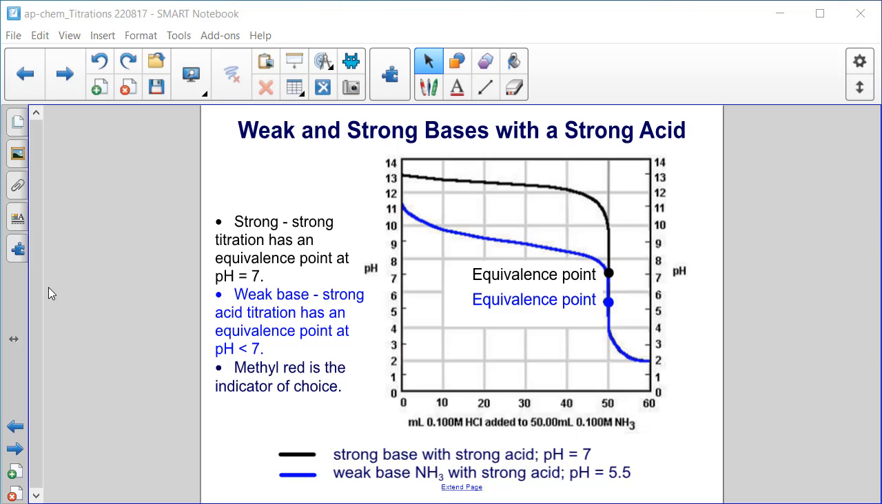Let's take a look at a couple of curves for weak and strong bases with a strong acid. So in black is the titration of a strong base with a strong acid. It has an equivalence point at a pH of 7. In blue is the weak base being titrated with a strong acid, and it has an equivalence point less than 7. In this case, methyl red is the indicator of choice because the pKa is near the pH at the equivalence point.